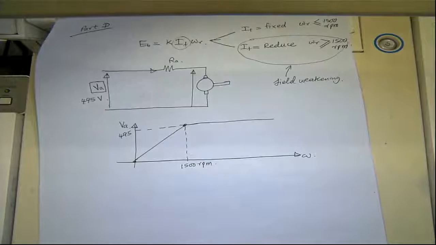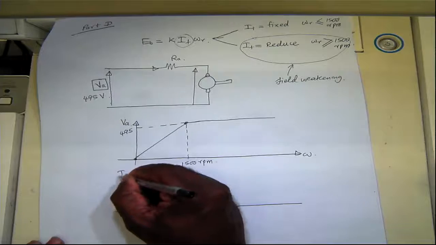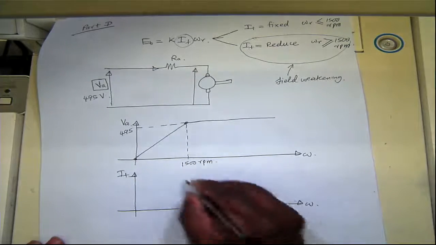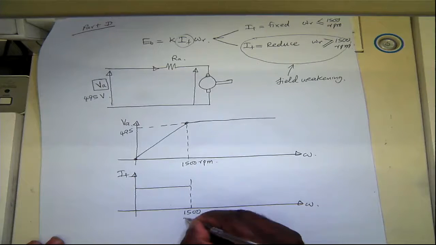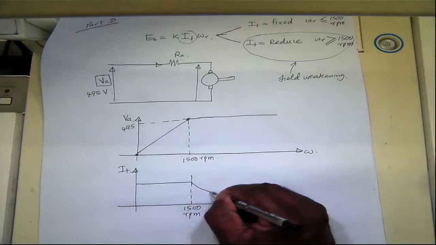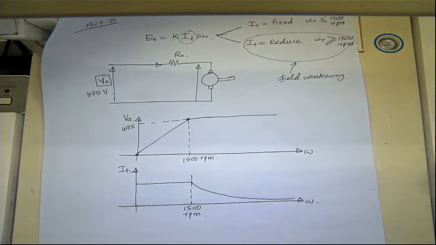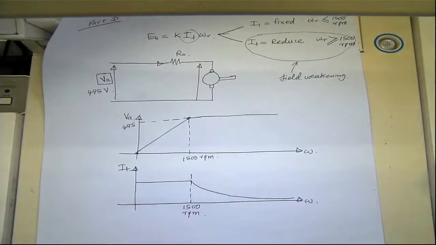But then the field current, IF, would be fixed up to this point. So the field current is fixed up to 1500 RPM. This is the normal operating region, and after this point, you gradually decrease the IF so that you can achieve the required current at this particular voltage.